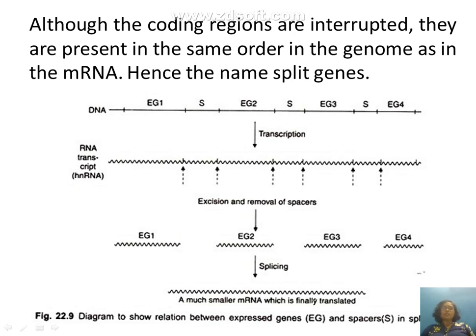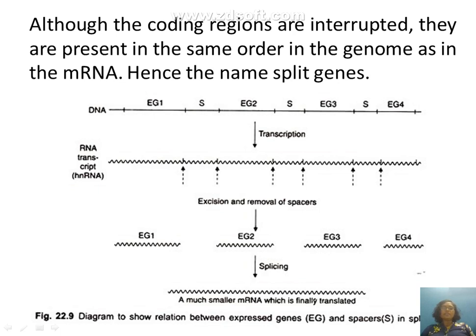When it is undergoing transcription, the complete sequence of DNA corresponds with the RNA, but this RNA is called heterogeneous RNA. This portion is transcribed, but it will then get excised or removed. This region is removed, this region is removed, and this region is removed, and then splicing of only the exons takes place, that is the expressed genes G1, G2, G3 and G4, and then you will get a much smaller messenger RNA which is finally translated.